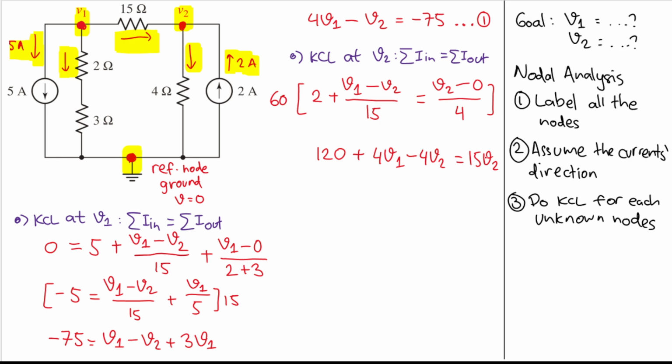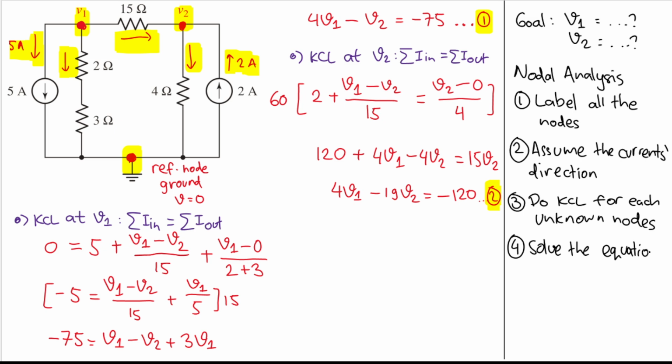And now what can we do from here? I think we can just move things around. So I'll have 4V1 minus 19V2, and that will equal 100 minus 120. And this is our second equation. So now we have two equations with two variables. We should be able to solve it. So we need to move on to the fourth step, which is to solve the resulting equations.